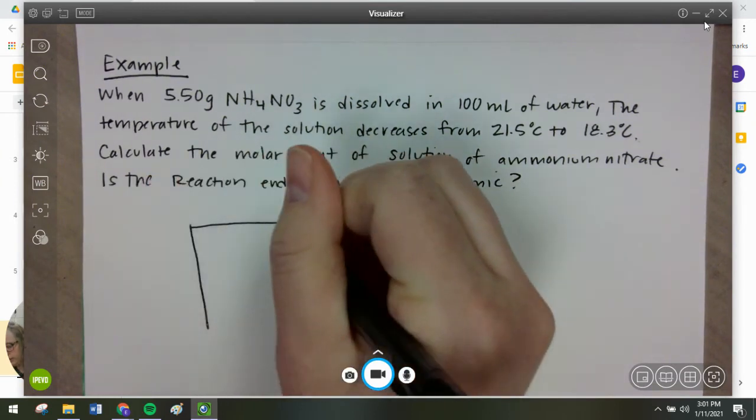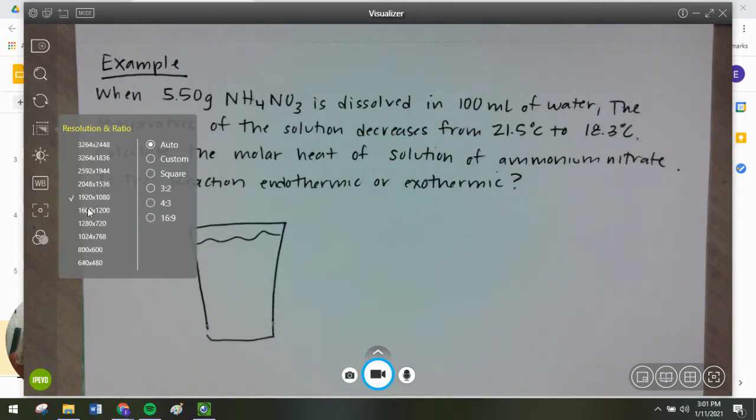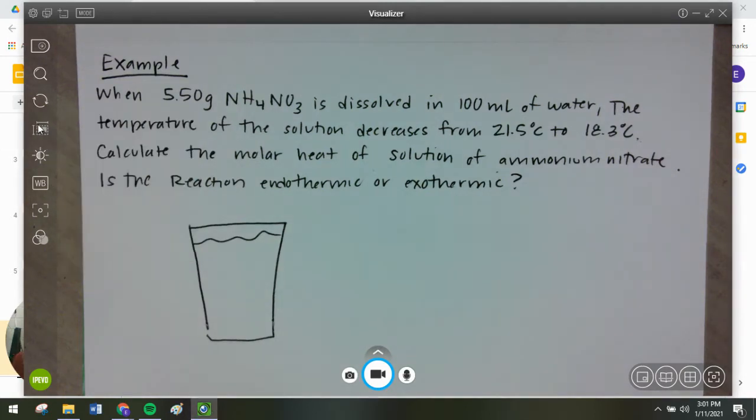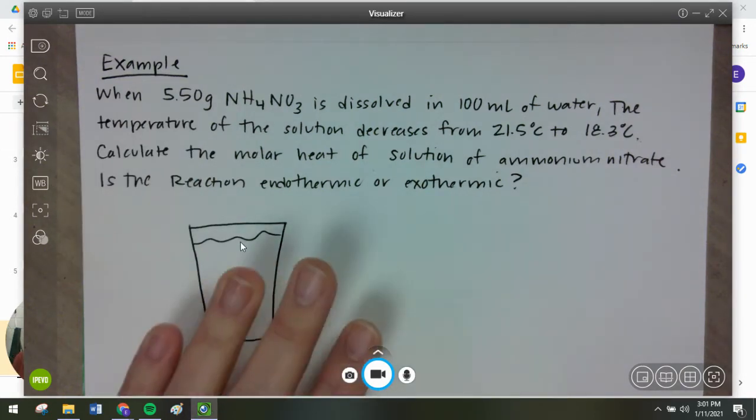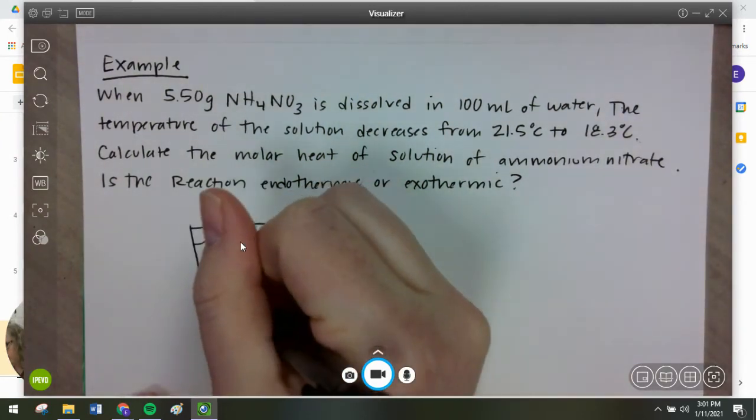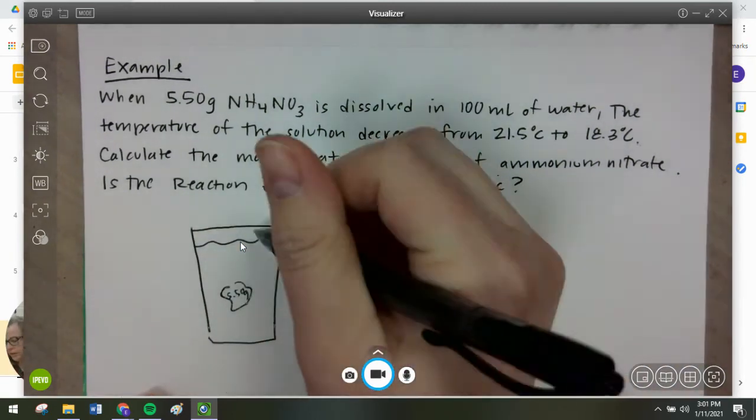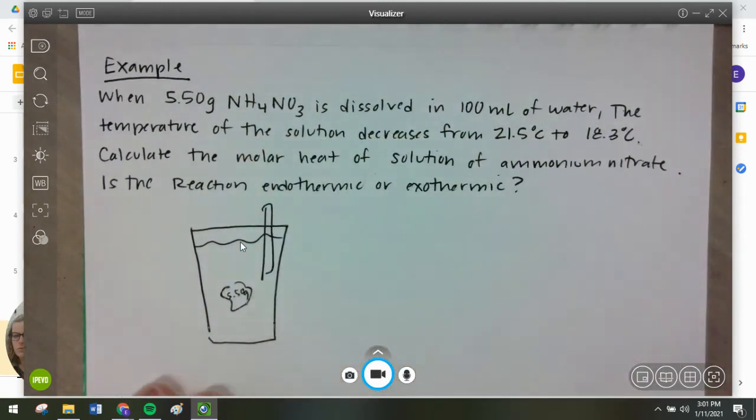So here's my calorimeter. Let me change my focus here, otherwise there's going to be a lag in my voice, and it's going to be super annoying. Okay, that's better. So if I put my chemical into here, I've got 5.5 grams of ammonium nitrate in here, and I've got my thermometer that's going to be measuring my temperature.